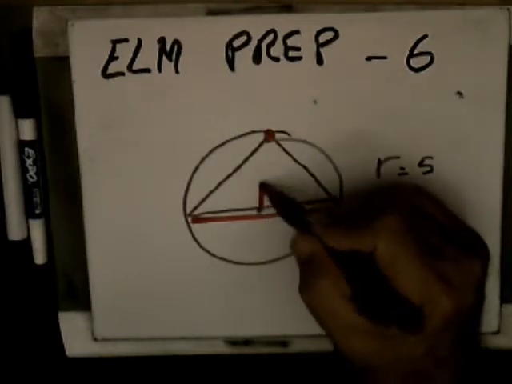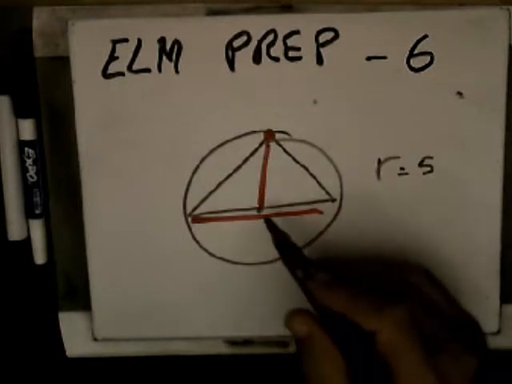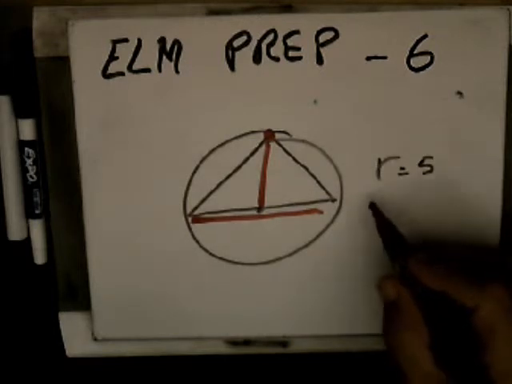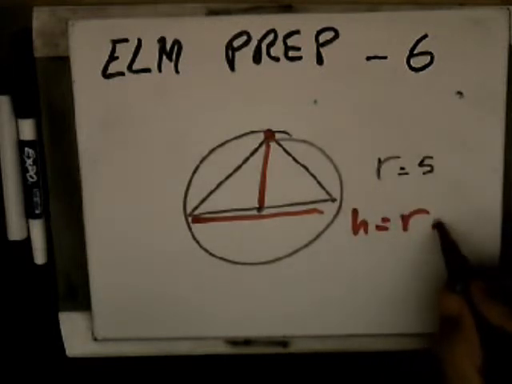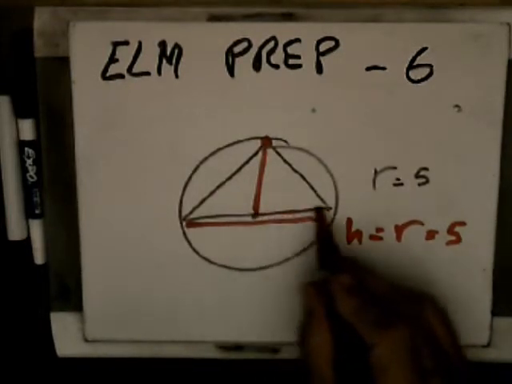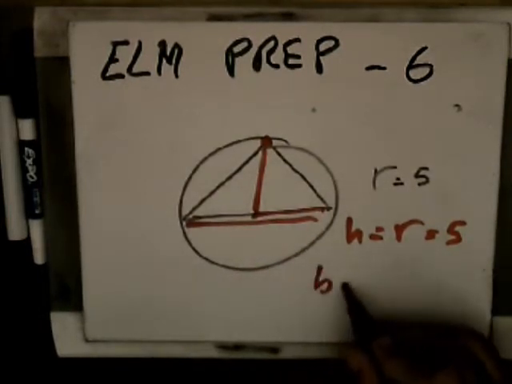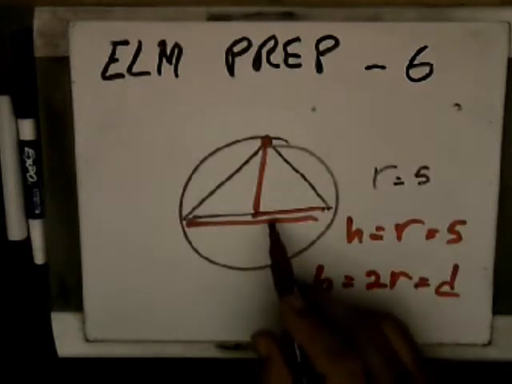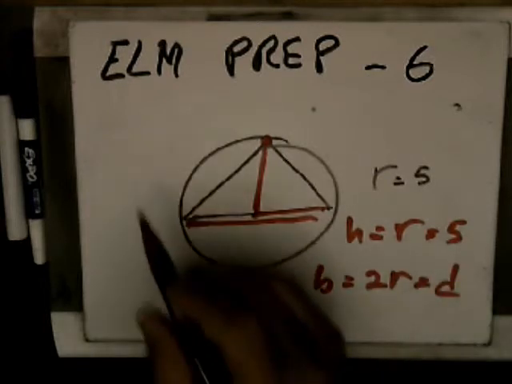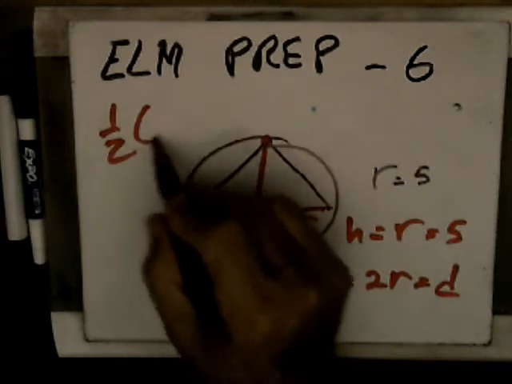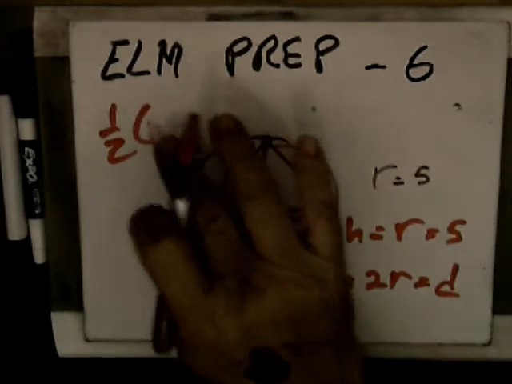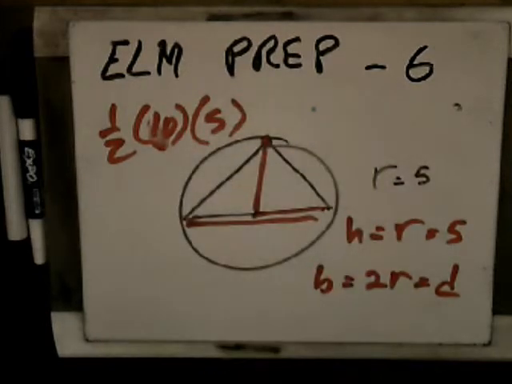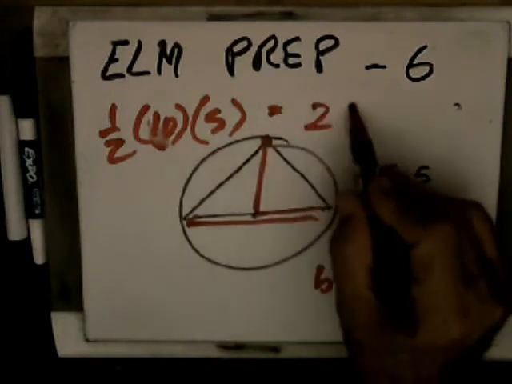This went up here, so this distance is the radius. So the radius out this way is the same radius up there. So I know my height is equal to the radius, which is equal to 5. And I know the base is actually 2 radiuses, or a diameter. The base is equal to 2 times r, or the diameter. So 5 times 2 is 10, and then I'm going to take 1/2 the base, which is 10, or 2r, times the height, which is 5. So 1/2 of 50 would be 25.